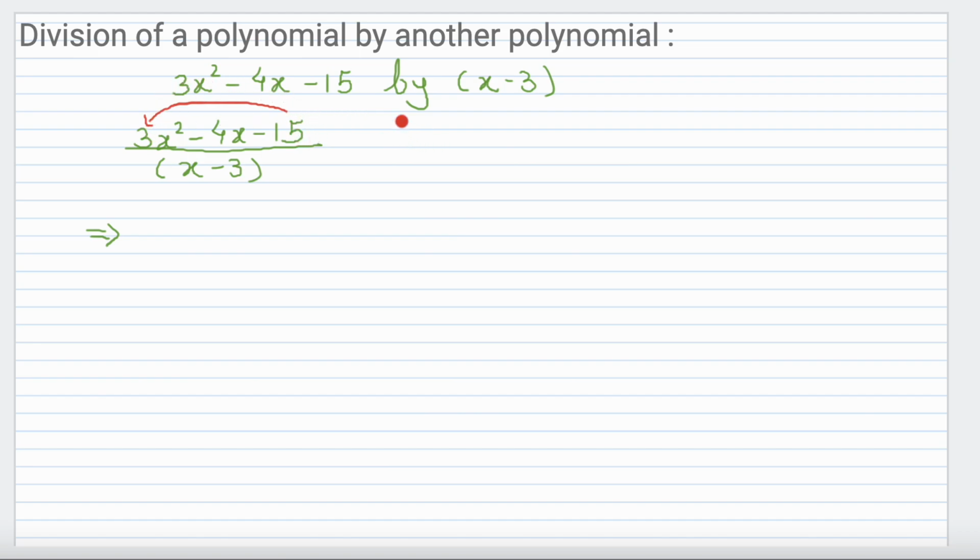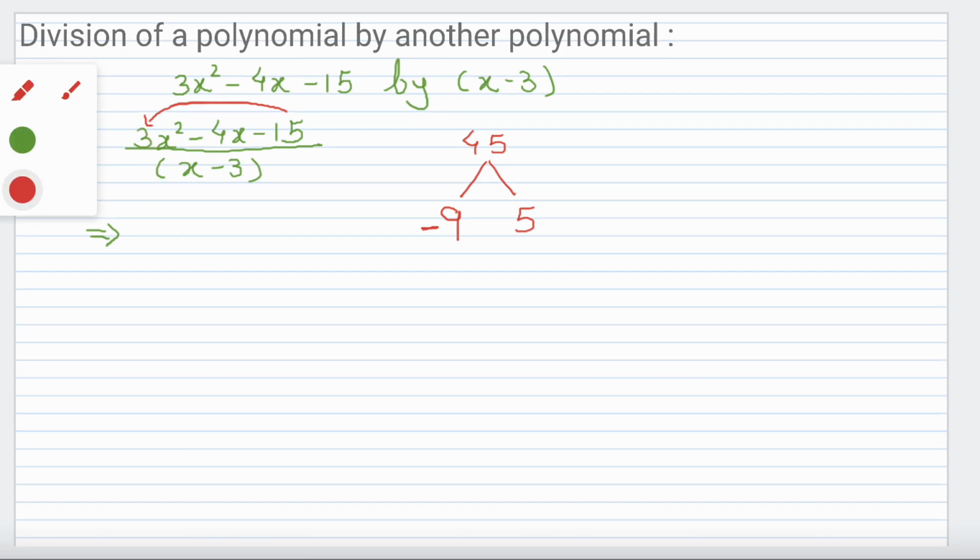That means 15 threes are 45. We have to break 45 like this: when you multiply you get 45, but when you add or subtract you get -4. So I'm going to break it as 9 fives are 45, but what we want is -4, so that means we have to give the minus sign to 9.